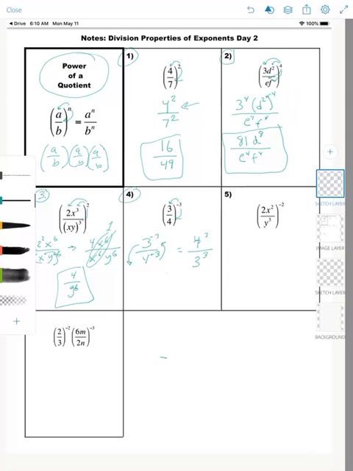Okay, and then 4 to the third is 4 times 4, which is 16, times another 4, which is 64. And 3 to the third is 27. And you can just leave it like that.